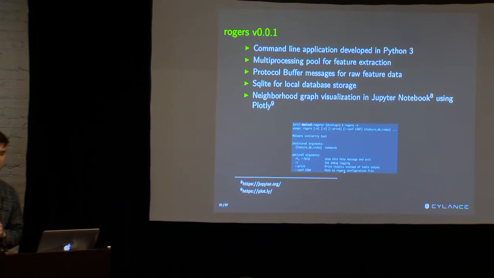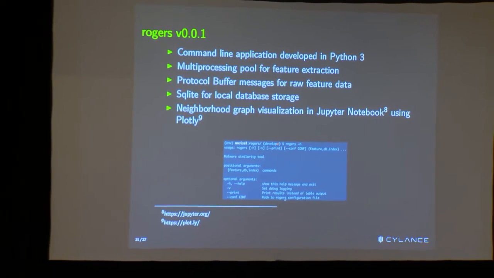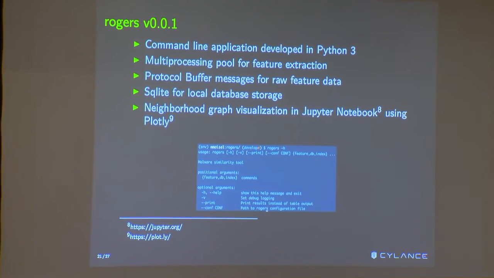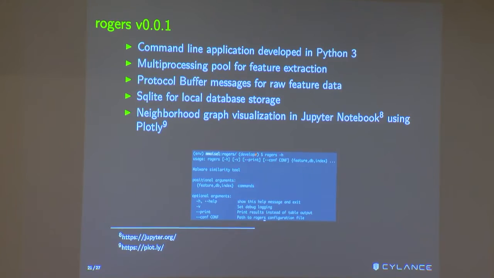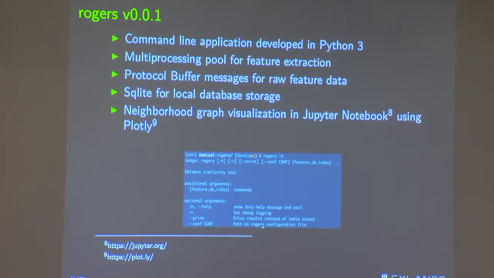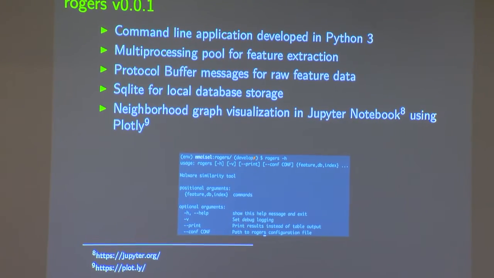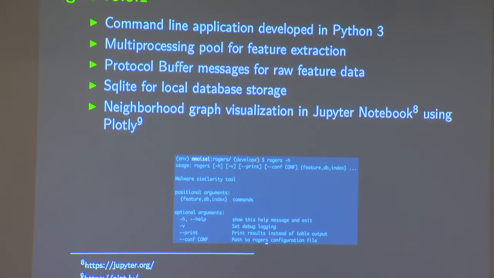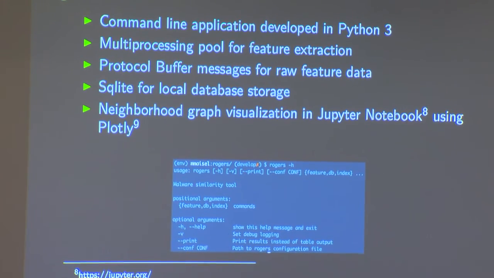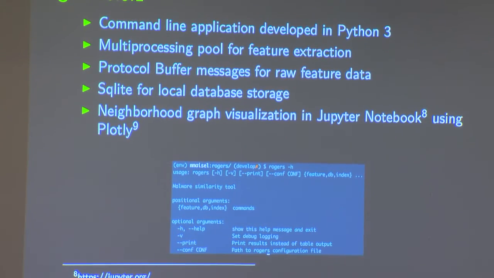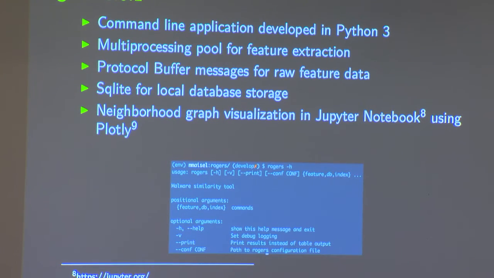This tool uses a multiprocessing pool to help speed up the feature extraction. There's a protocol buffer definition that helps track the different types of raw feature data that we can extract. And then SQLite right now is being used for a local database to track all of our results and any other metadata that we want to track.